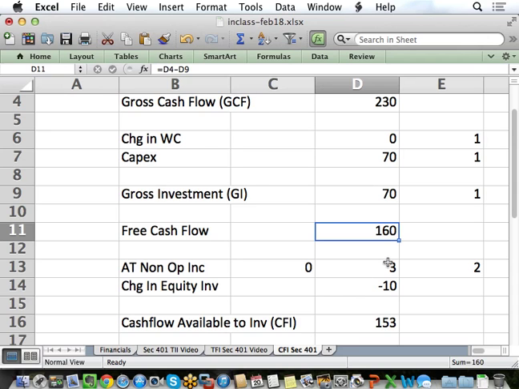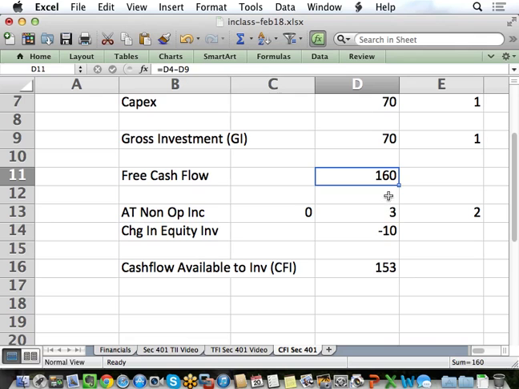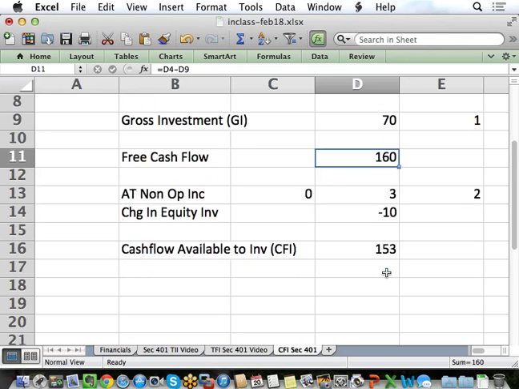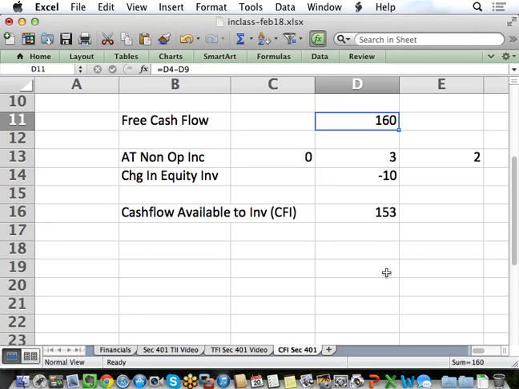Now I flip a little here when I get to CFI, because when I get to the non-operating items, I am at summing. So in that case, I'm adding the negative number for change in equity investments. Okay, that gets me to CFI. But the whole point of CFI is I have 153 to pay out to my debt and equity investors. That's the cash, right? Now, again, you have to forget about accounting as you think about the statement. This is not an accounting FASB statement, right?